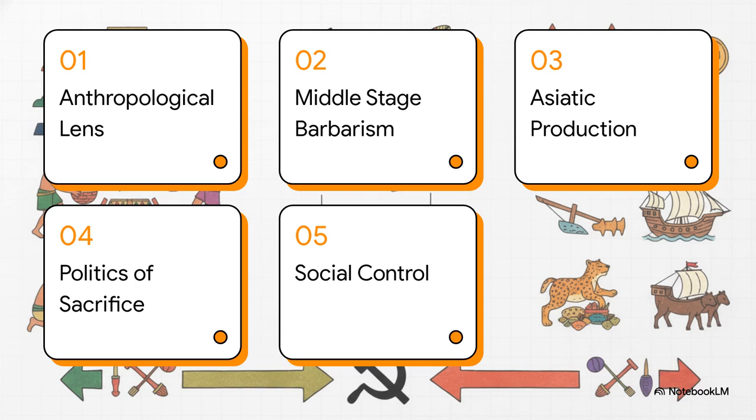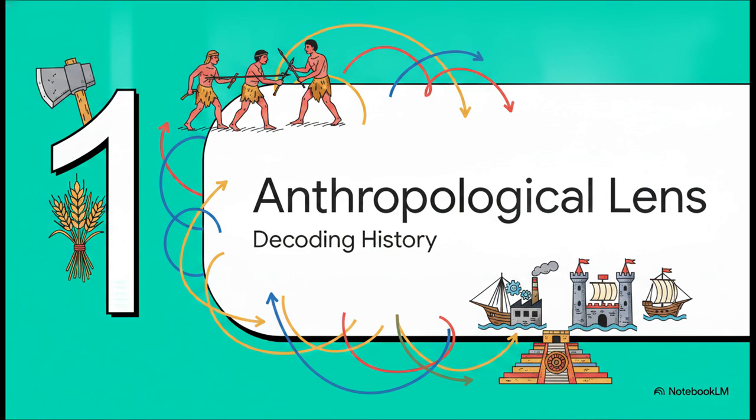Now, as we unpack all of this, we're going to remain completely neutral. Our goal here is simply to understand how this specific theoretical framework interprets the brutal mechanics of an empire. All right, let's jump right into Section 1, the Marxist anthropological lens, decoding history through economics.